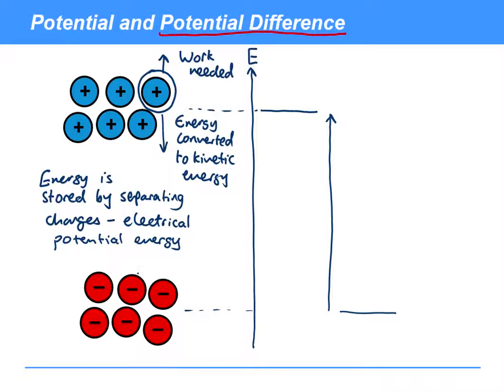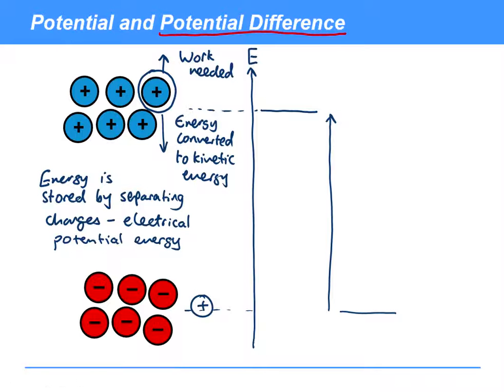So in order to be able to move a positive charge, if we put another one here, let's say, up to this point here, we need to input this amount of energy. In order to be able to move that up, we need to input this much energy. Now, clearly the amount of energy we need is going to depend on the size of the charge.